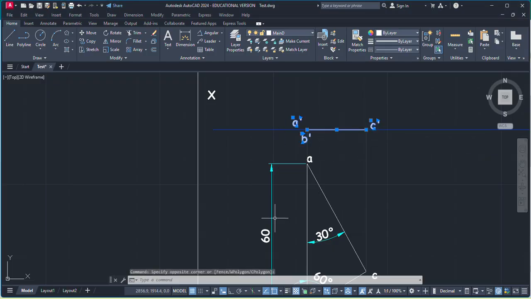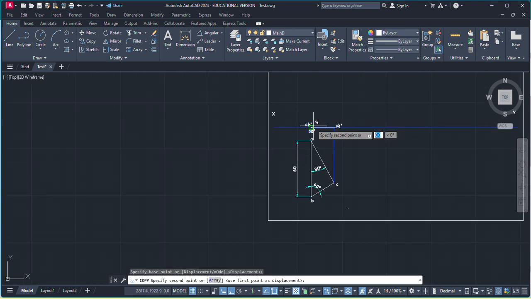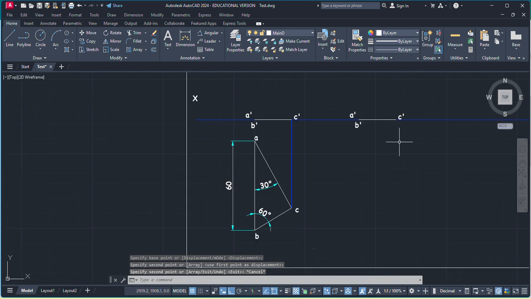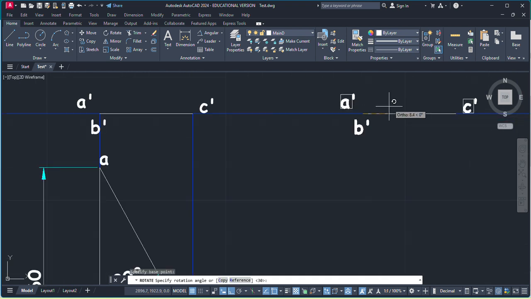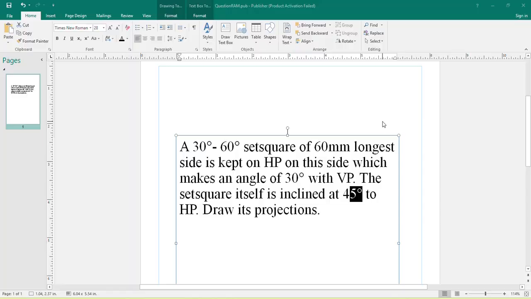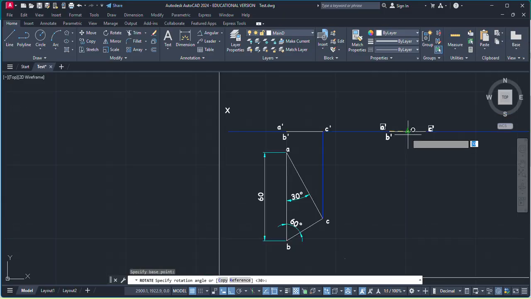So just going to select this thing and copy, take this as a base point now. So take this as a base point, select this thing and rotate. I'm selecting this as a base point because this is the resting point or resting edge and makes an angle of 45 degree. So you can check this angle.